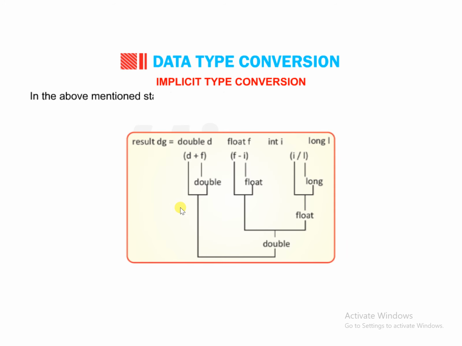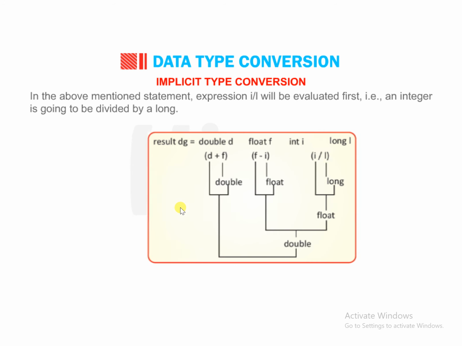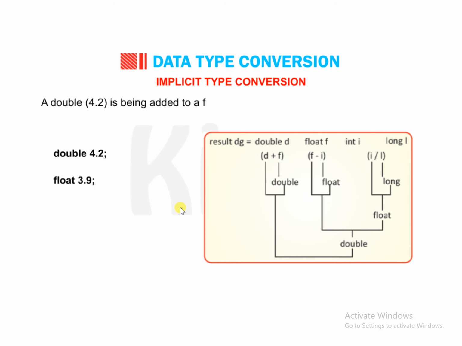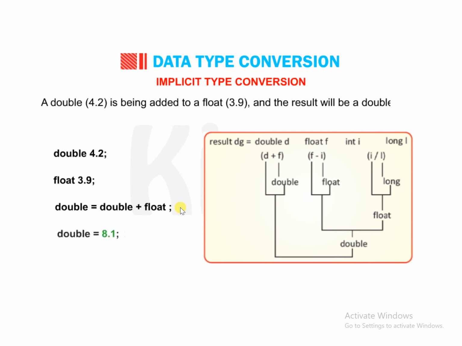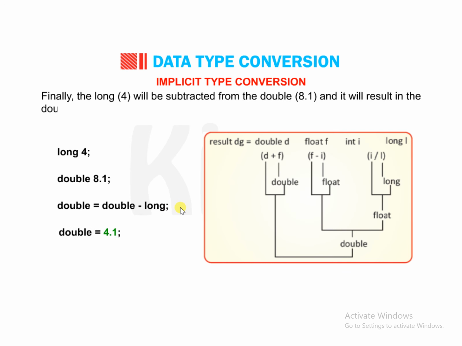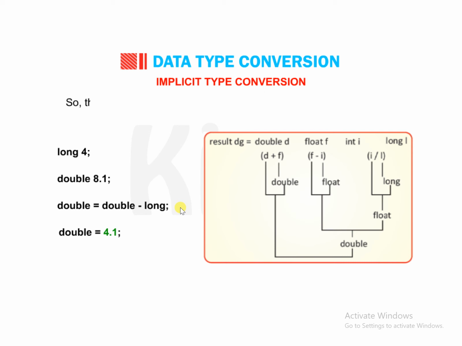In the above mentioned statement, the expression i divided by l will be evaluated first, that is, an integer is going to be divided by a long. The result will be a long 4. The second expression would be d plus f. A double 4.2 is being added to a float 3.9 and the result will be a double 8.1. Finally, the long 4 will be subtracted from the double 8.1 and it will result in the double 4.1. So the final result, double 4.1, will be stored in the double variable dg.